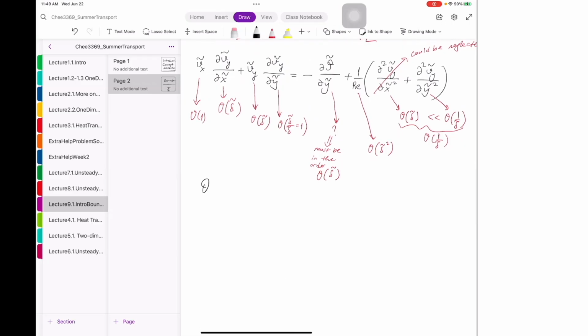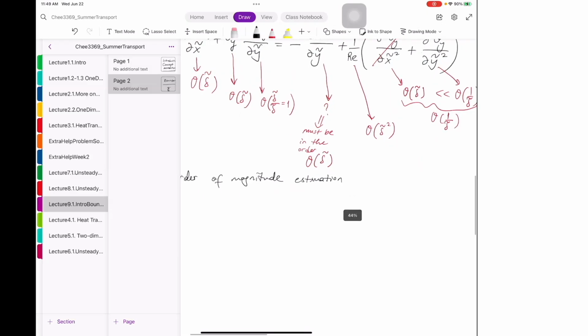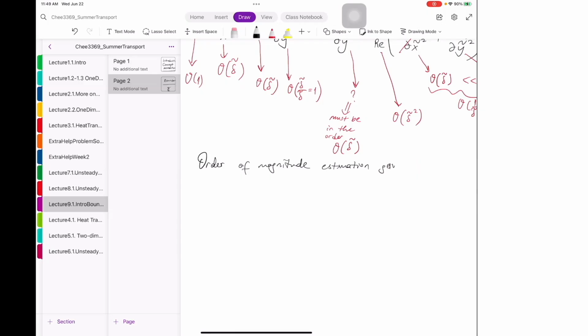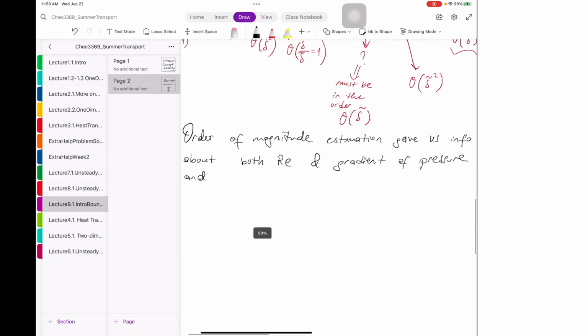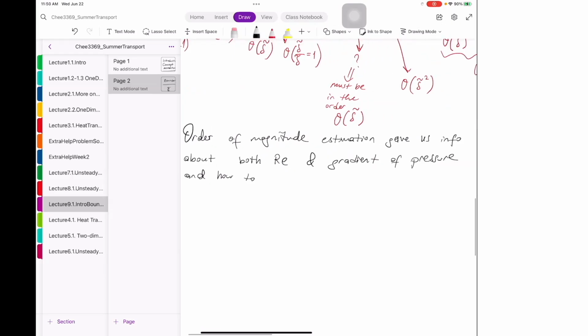Okay. So, order of magnitude estimation gave us information about both Reynolds number and gradient of pressure, and how to simplify the equations further.